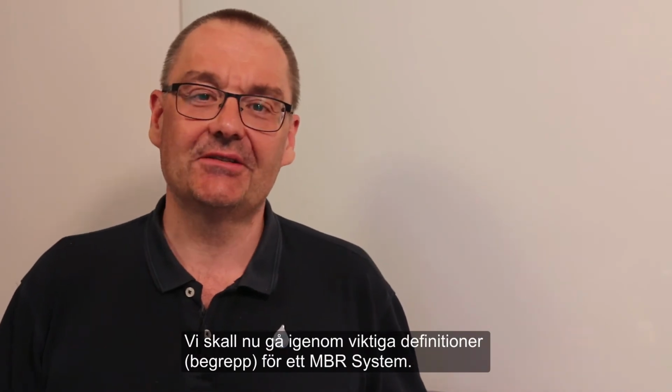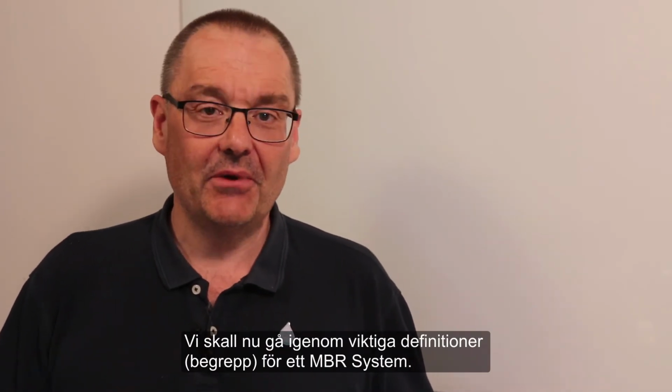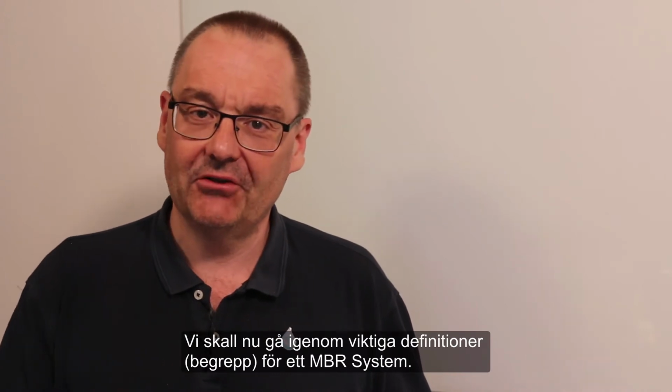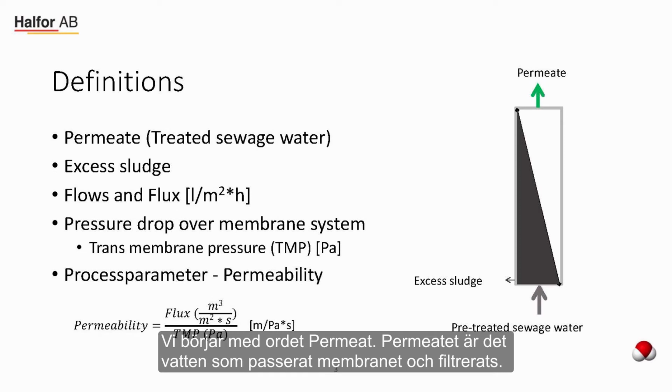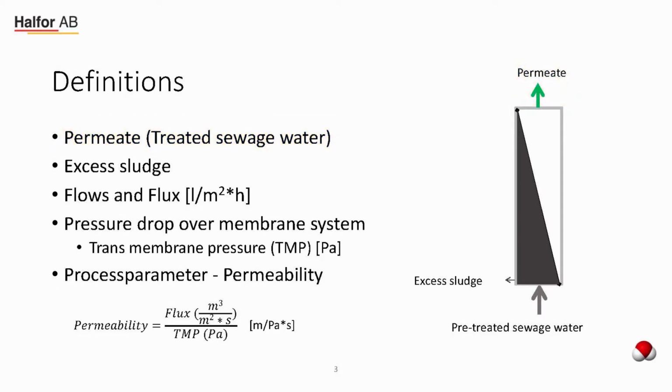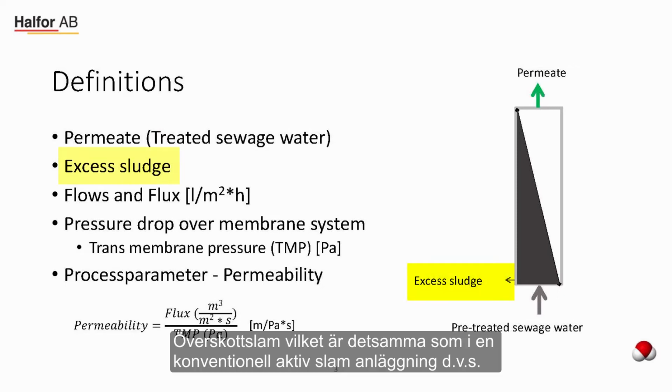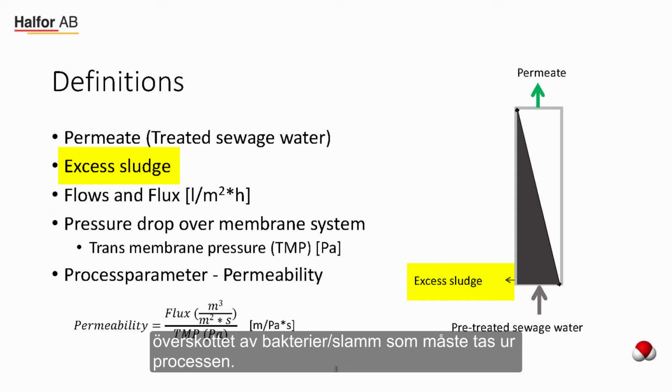Important definitions when it comes to membrane bioreactors, that is what we're going to have a look at now. First, we have the term permeate. That is the treated sewage water that has passed through the membrane and has been filtrated. Then we have excess sludge, which is the same as in conventional activated sludge system. The bacteria is growing, so you need to remove the excess sludge in the process.